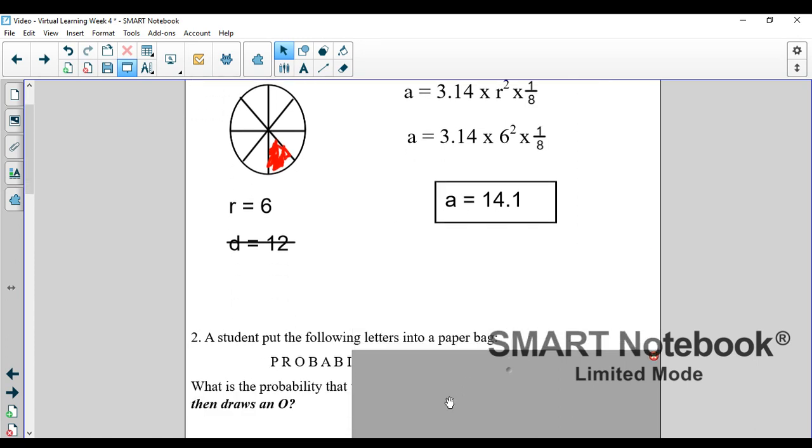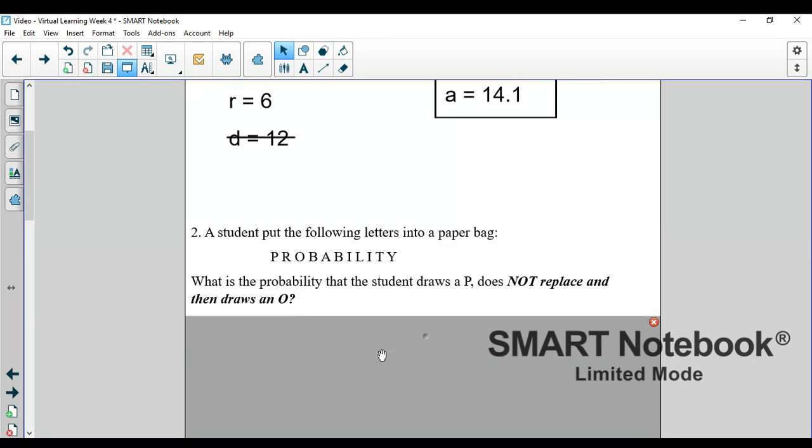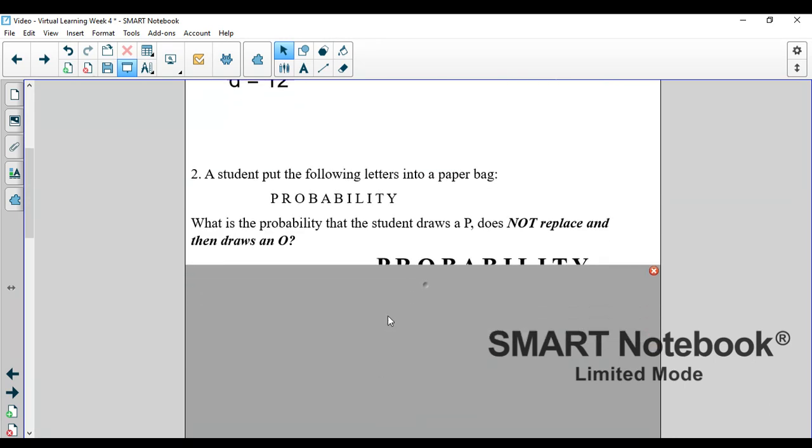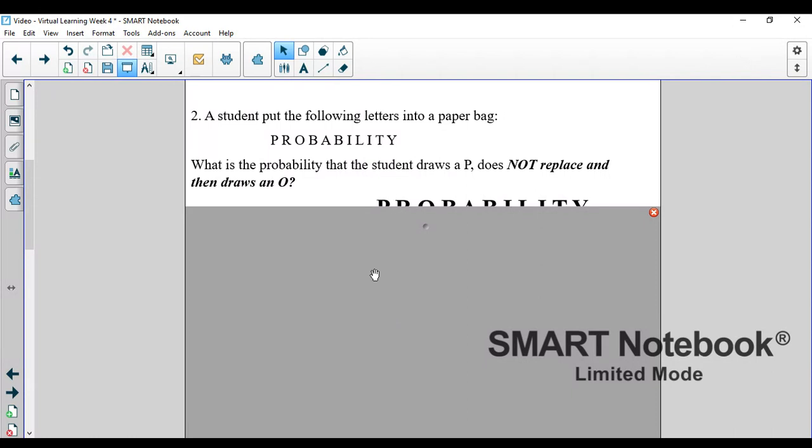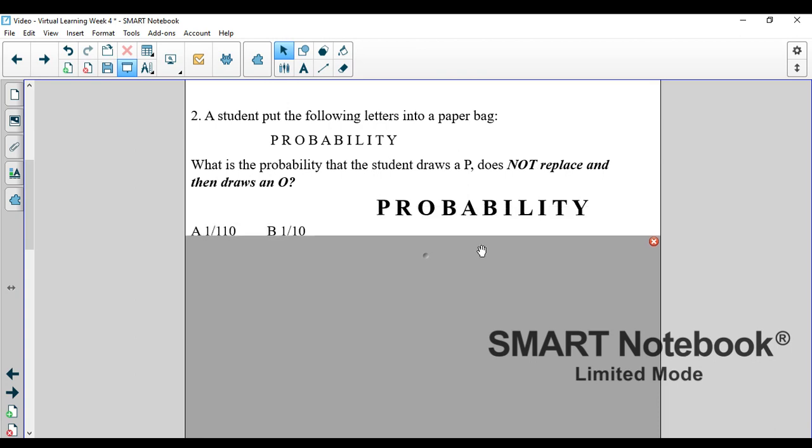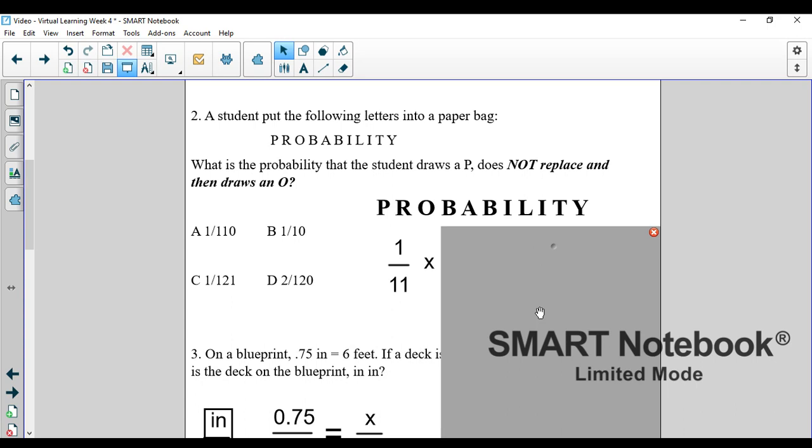Number 2, probability question. A student reaches into a bag with the word probability spelled in it. What is the probability that the student draws a P, does not replace it, and then draws an O? So the first thing I did was I wrote out the word probability, and then I thought to myself, how many letters are in the word probability? 1, 2, 3, 4, 5, 6, 7, 8, 9, 10, 11 total letters. They want to know what is the probability of getting a P first. Well, I know that there's 1 out of 11 letters that represent a P, and I'm going to multiply that.